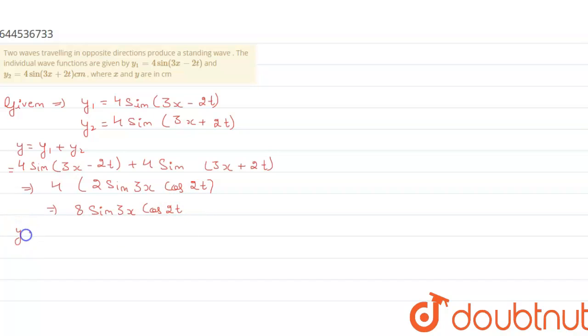And the value for y will be equal to A cos omega t, right? Where A will be equal to 8 sin 3x. Now, it is given that two waves traveling in opposite direction produce a standing wave.